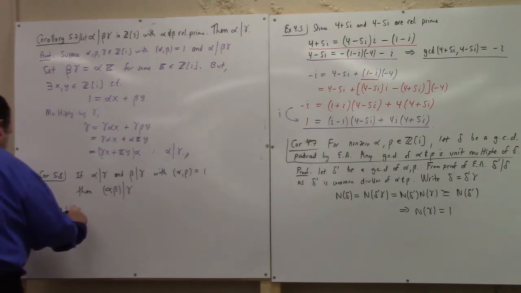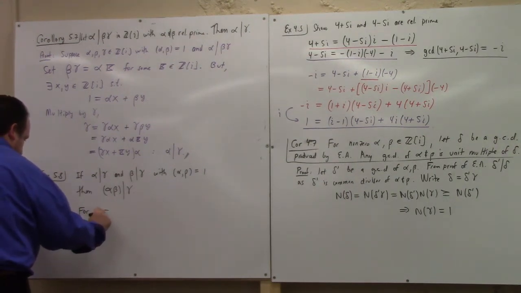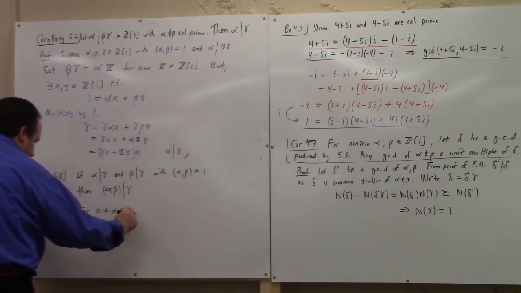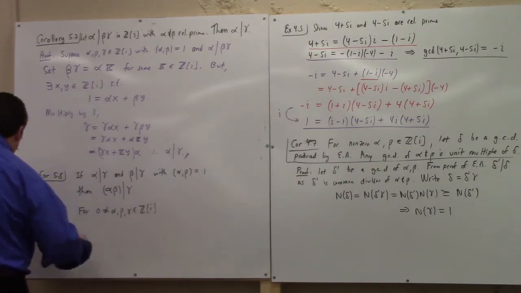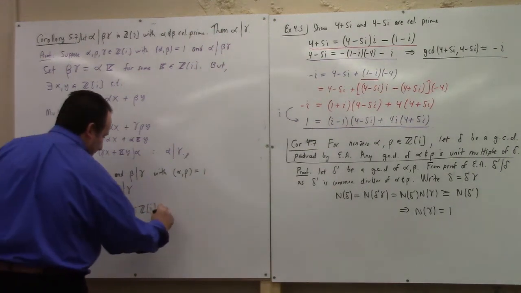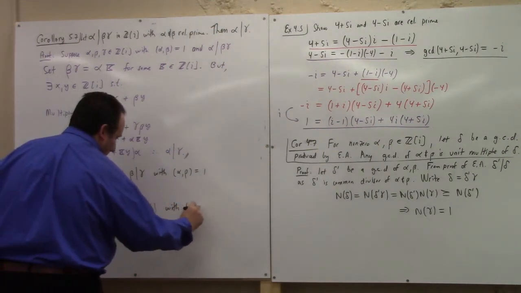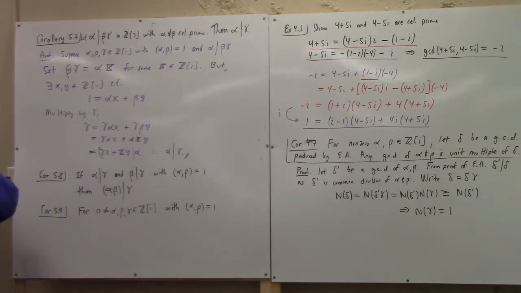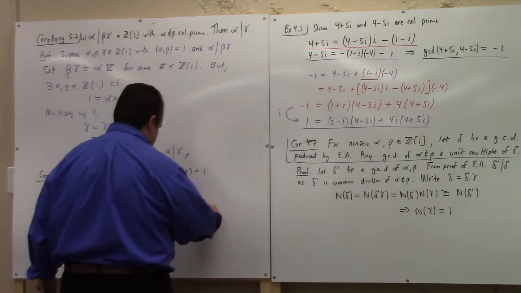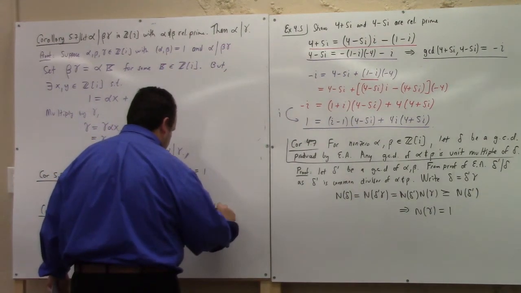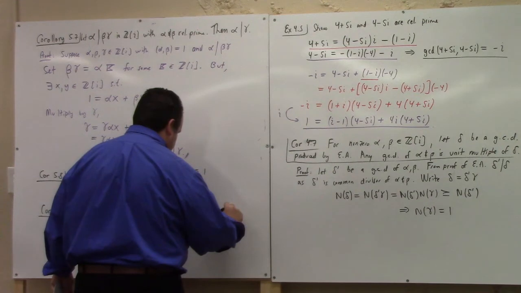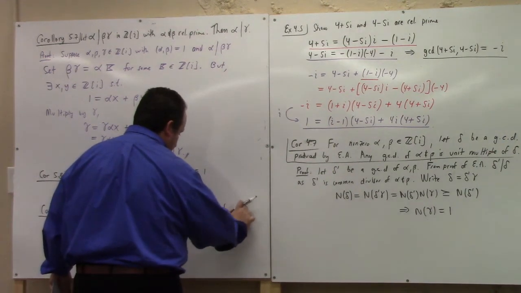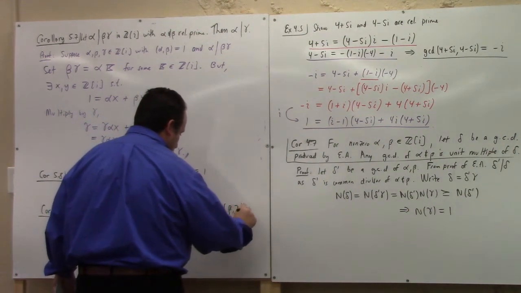Corollary 5.9 says that for non-zero alpha, beta, gamma in the Gaussian integers, with alpha and beta relatively prime, alpha and beta are each relatively prime, not to each other, but to gamma. So the GCD of alpha and gamma could be 1, and the GCD of beta and gamma can also be 1.